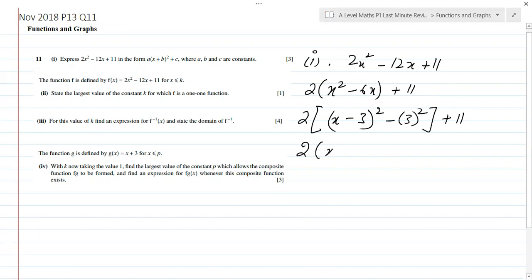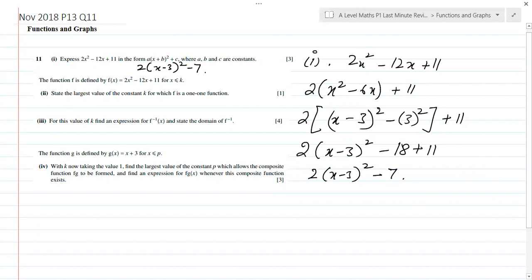If you open the bracket, you get 2(x minus 3) squared minus, now this is negative 9, because 3 squared is 9, and 9 times 2 will give you 18. So that's going to give you negative 18 plus 11. So 2(x minus 3) whole thing squared minus 18 plus 11, that's going to give you negative 7. So that is the answer to part A, which is 2 bracket x minus 3 whole thing squared minus 7.